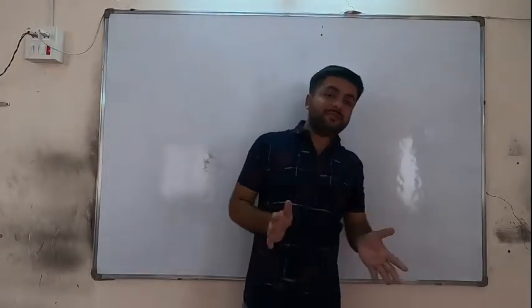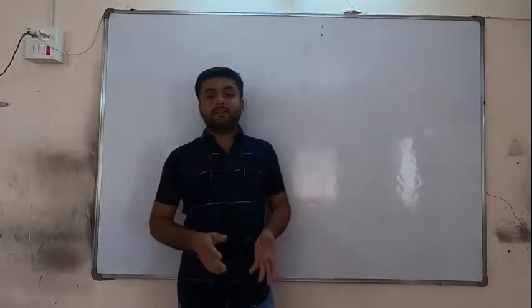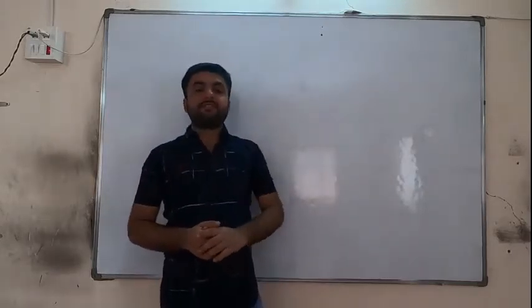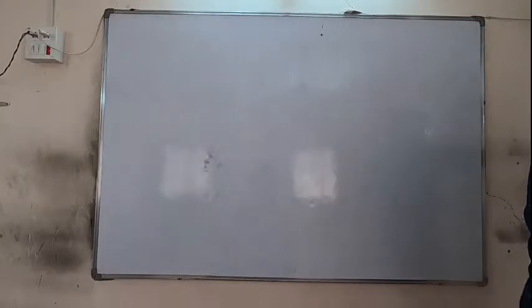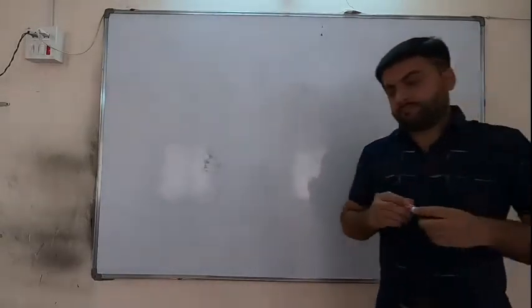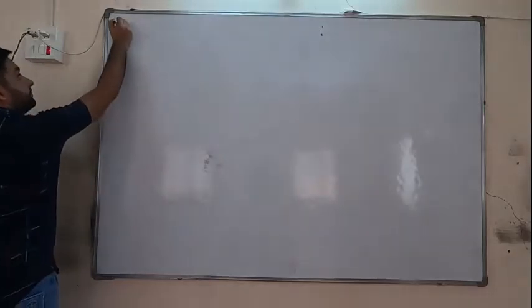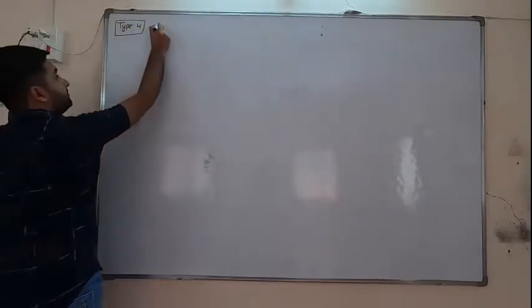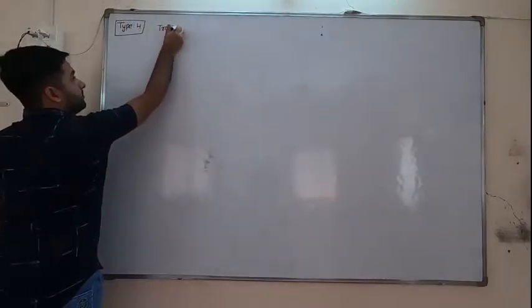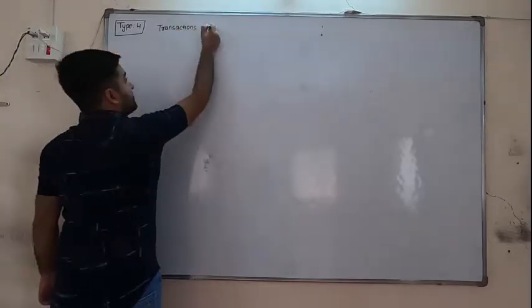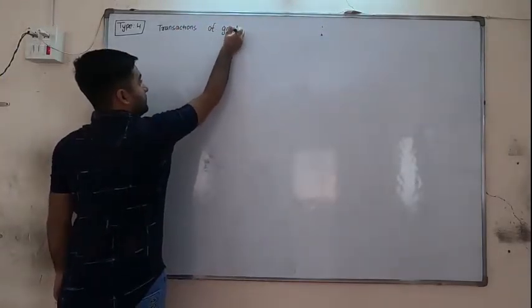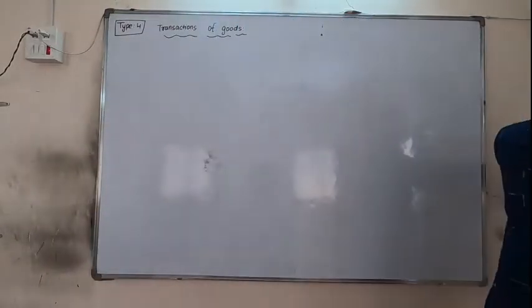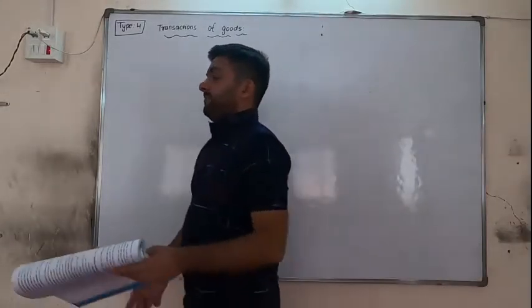Hello friends, in our previous lecture, we have completed the third type of transactions. Now today, we are going for the next type, that is type 4 transaction of goods. So let us all write first in our notebooks. Type 4. Transactions of goods. Now let us read about this and then if anything is required, we will write.